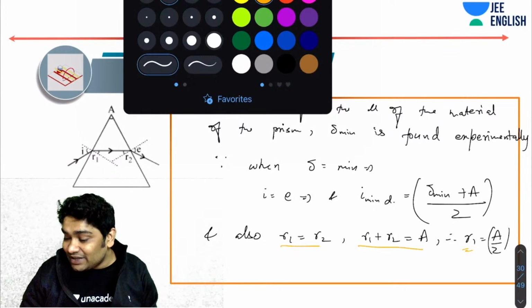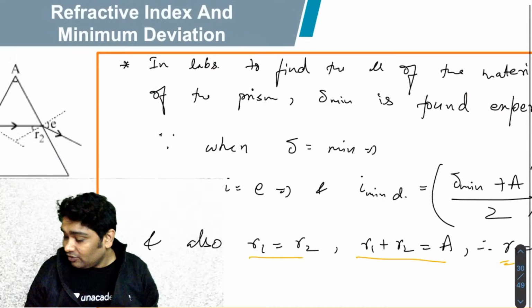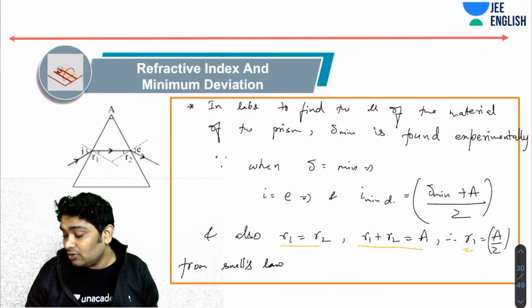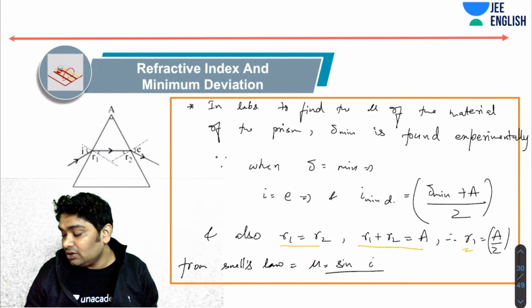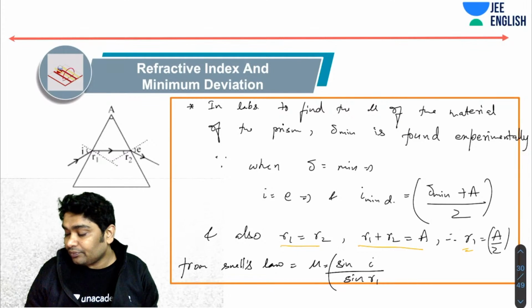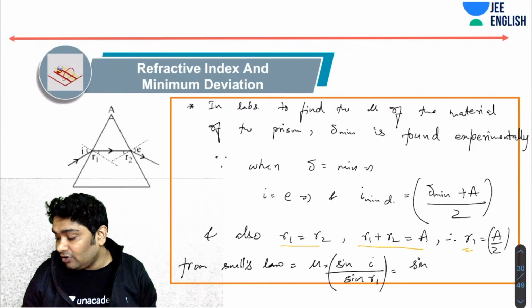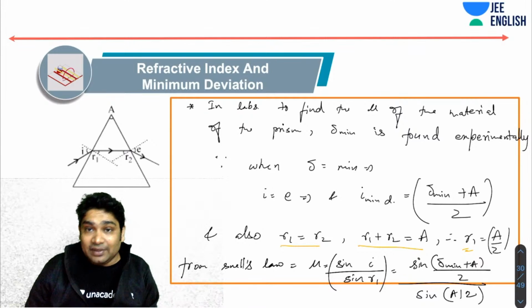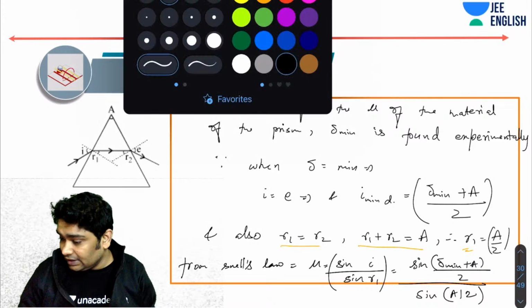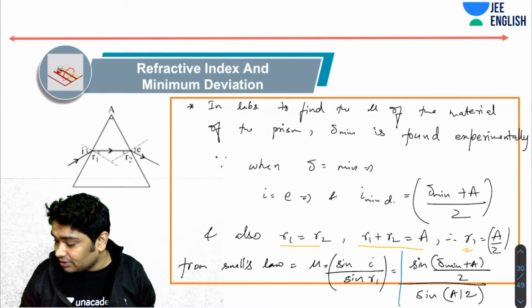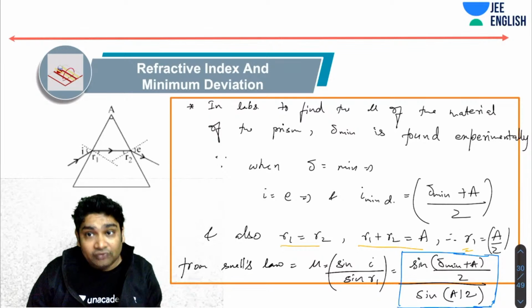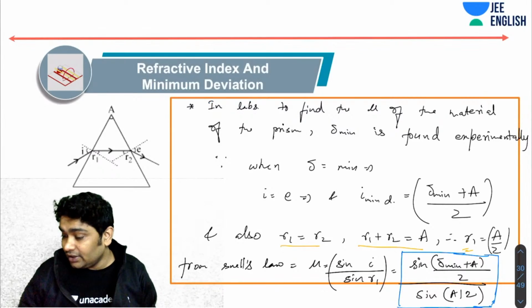Now from Snell's law, mu would be equal to sine I over sine of R1, correct? So I can write this as sine of (delta min plus A) by 2 over sine of A by 2. This is a very, very important expression. This is how you can find the refractive index of the material of the prism in a lab. This is the method we use.